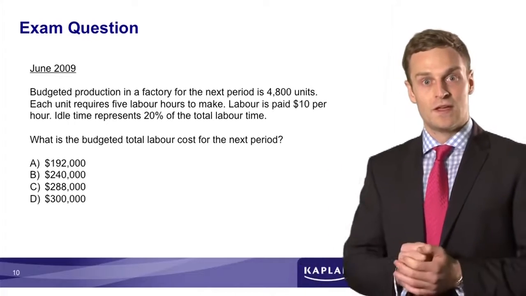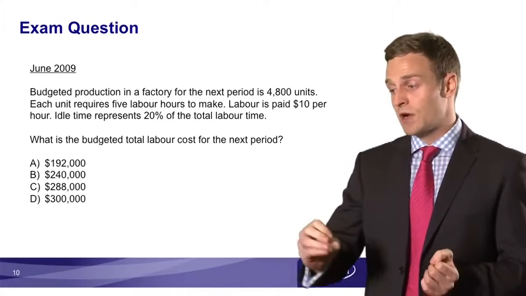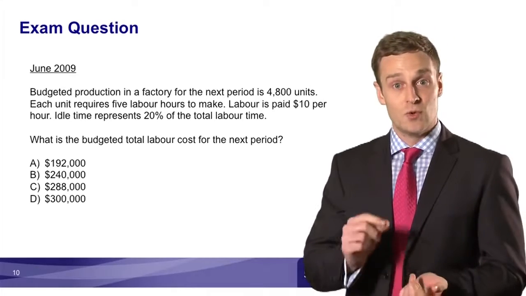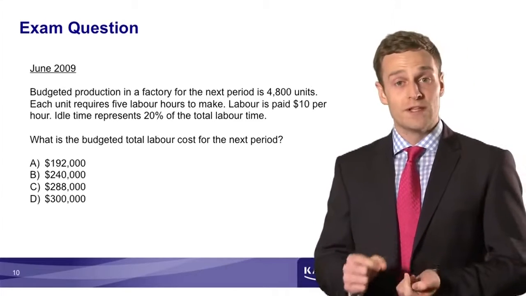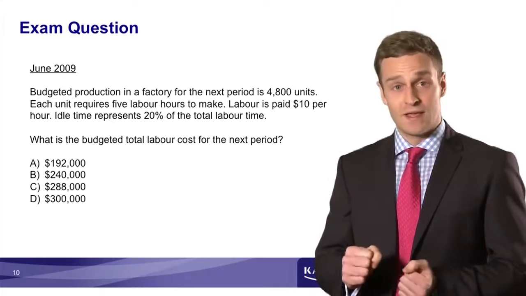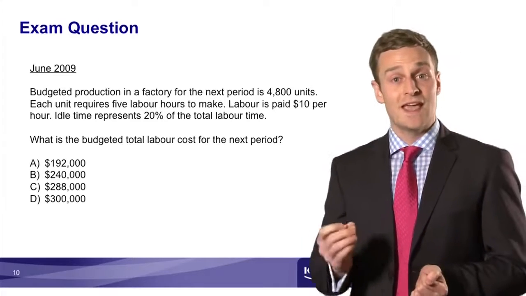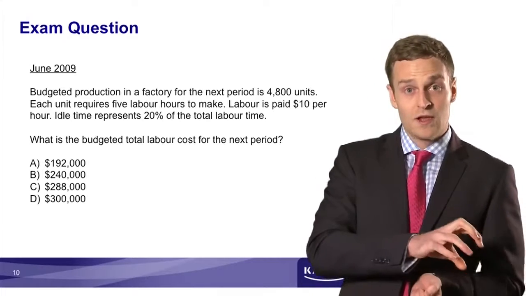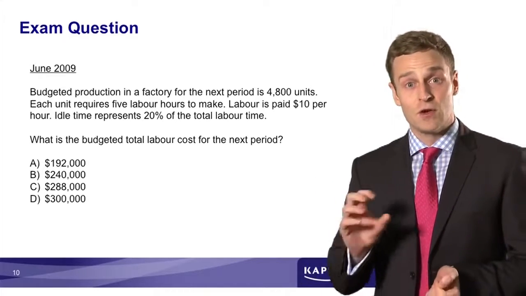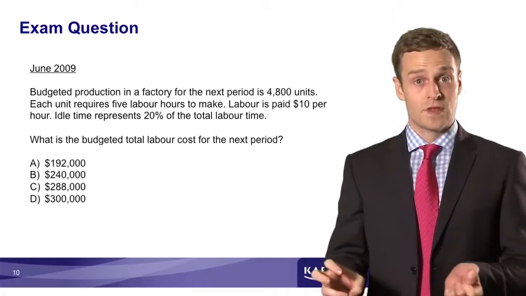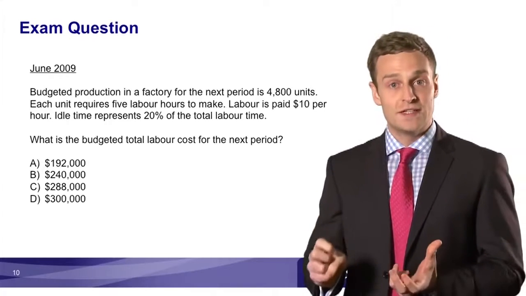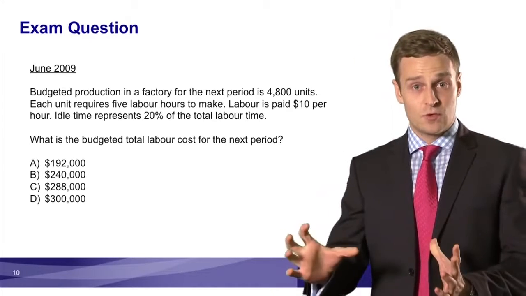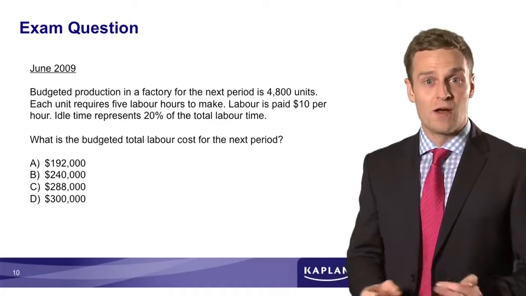So the question reads, budgeted production in a factory for the next period is 4,800 units. Each unit requires 5 hours to make. Labour is paid at $10 per hour and idle time, remember we talked about idle time earlier, represents 20% of the total labour time. And they want us to work out what the budgeted total labour cost is for the next period. So that's the question. Now we're going to look at how to go about answering that question.